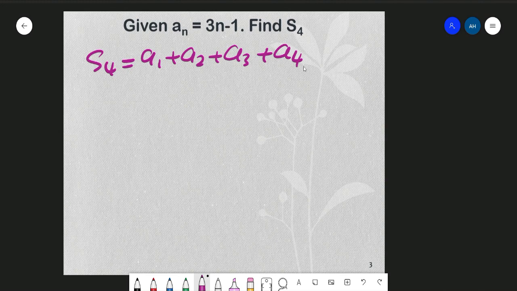We have to find the value of each of these terms, that is A1. Let's see, A1 equals, we have to follow that formula, 3n minus 1.